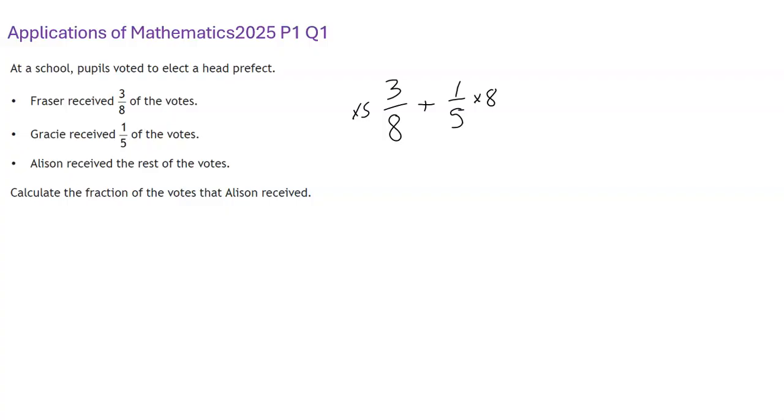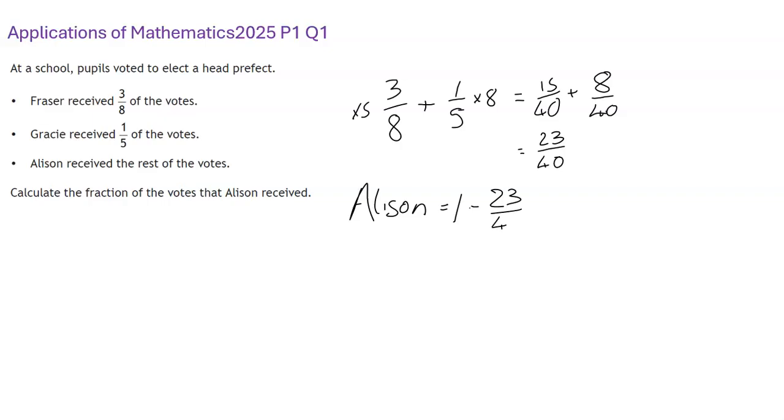So 3/8 plus 1/5. Multiply the first fraction by 5, second by 8. What I'll end up getting is 15/40 plus 8/40. And I can then just use my standard set of steps to add them together and get 23/40. So that's Fraser and Gracie's total amount. I have to find what fraction's left for Alison. Well, I know all those fractions together should be 1 whole. So that means Alison is going to be given by 1 take away that 23/40.